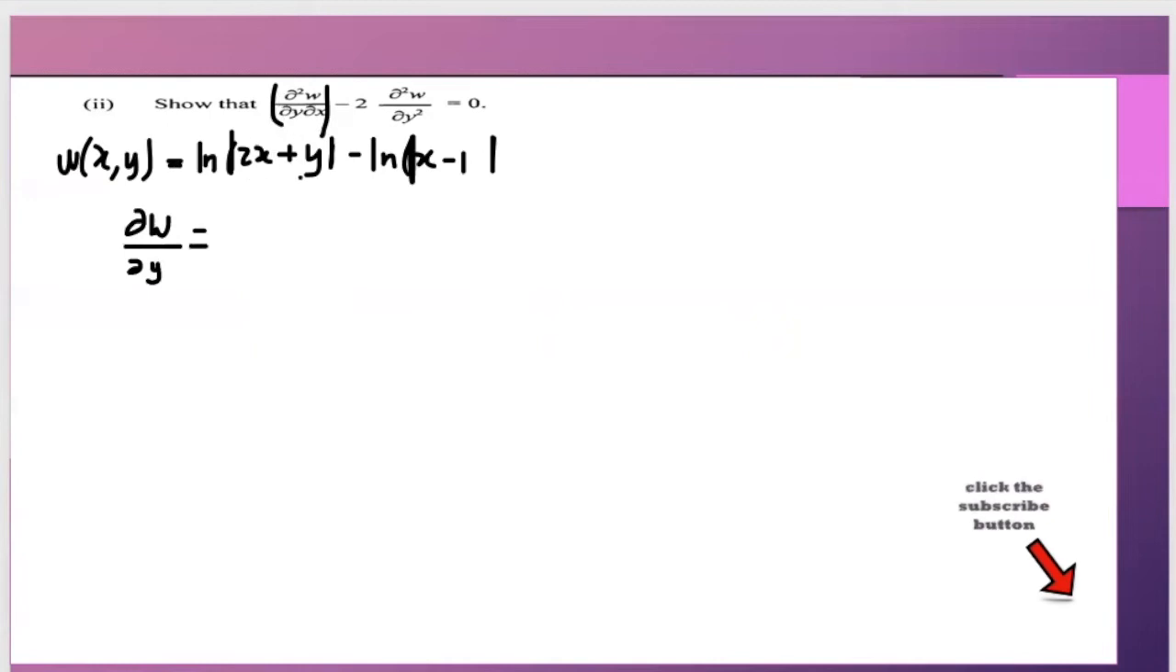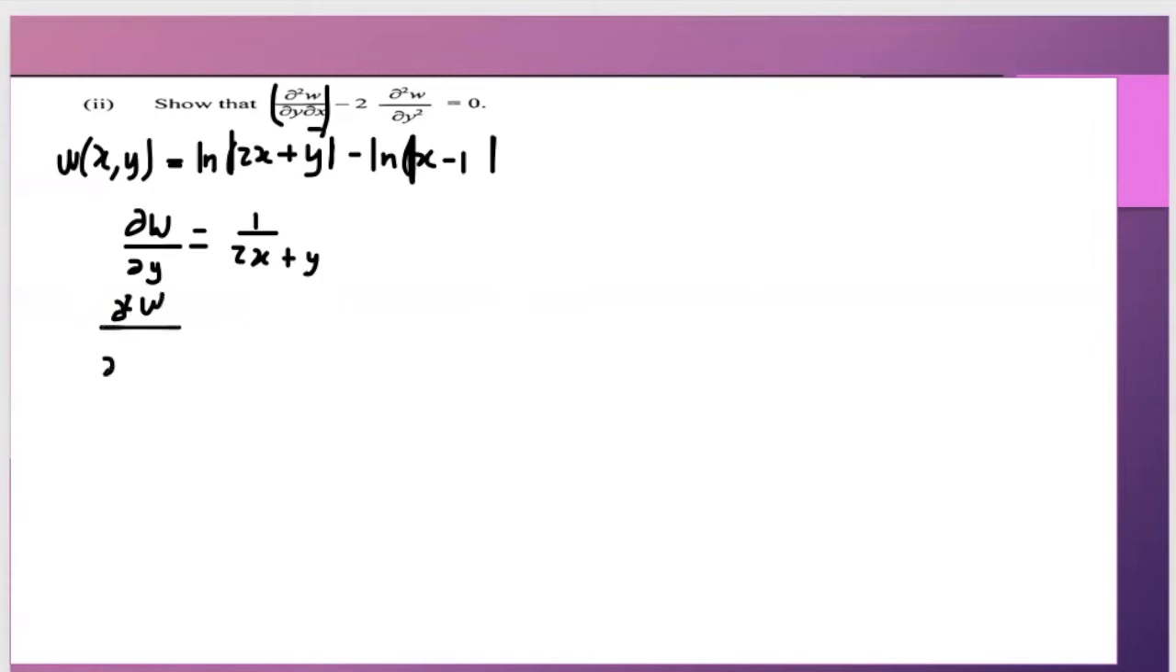So looking at this, differentiate the inside. This is the y. So I differentiate to get 1. 2x would be 0. So I'd have just 1 over 2x plus y. Now the next part doesn't have any y, so it means when I differentiate it, it will be 0. Now I need to do the next part, which is finding the partial derivative with respect to x.